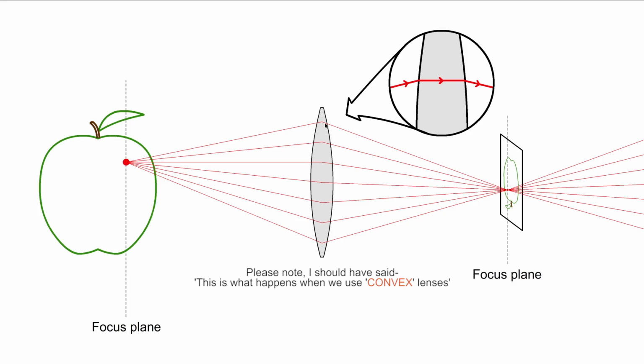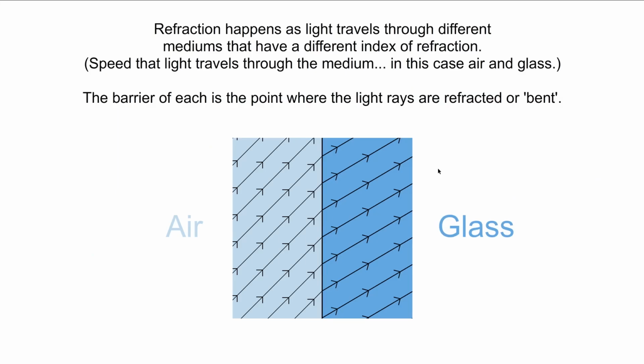In my silly illustrations here, I've just done a simple single bend as it goes through the lens. But technically, for each barrier between air, glass, and air, the light is refracted at the barrier. If we imagine this is glass and this is air, that's the point where it bends. How much it bends is down to the index of refraction, which is basically the speed that light can travel through that medium. It's the barrier at each point that is the bend point.